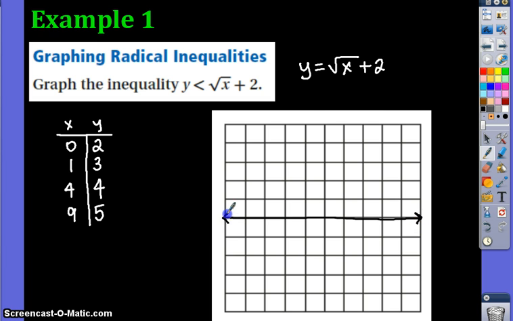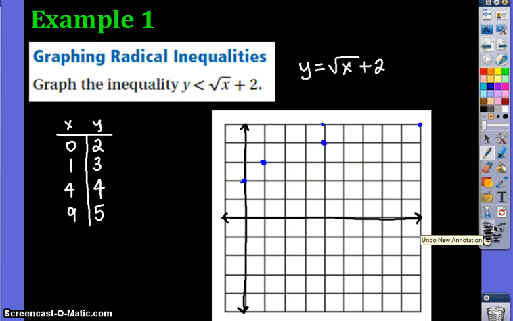So you would draw your axes. All right, so we have 0, 2 on the graph, so that's over 0 up 2. We have over 1 up 3 on the graph, over 4 up 4 on the graph. There we go. Nope, right here. My bad. And then over 9 up 5. There's 4, 5, 6, 7, 8, 9, up 5 right there. So here is our graph.